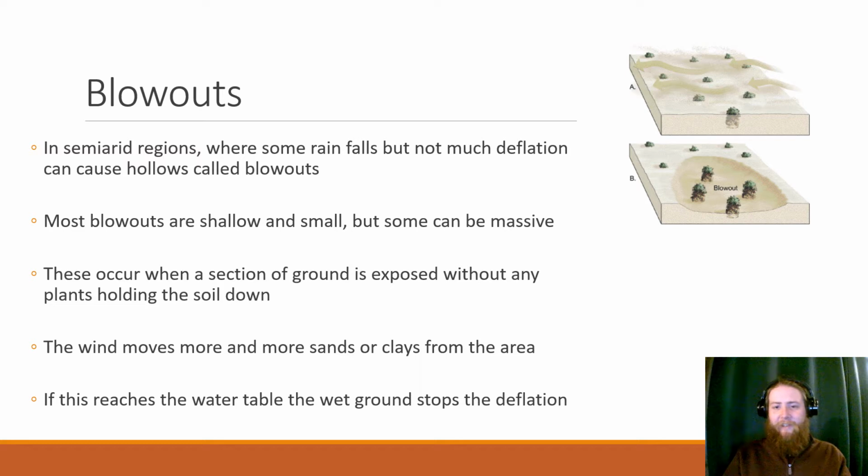All right, blowouts. In semi-arid regions where we're getting some rain but not a lot, we can get these hollows called blowouts. Most of these blowouts are small and shallow, but some can be really, really large. These happen when we have an area of ground that's exposed without any plants or water holding down the soil. As the winds continue to move more and more silt and clay from the area, these blowouts get bigger, and eventually, if it reaches the water table, this wet ground stops the deflation. This wet ground is heavier, it's not as easy for the wind to pick up, and it will stop the blowout from forming.